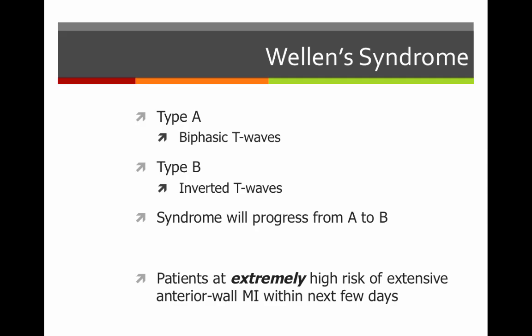Your Wellens syndrome patient, like we said, is going to be either manifesting with biphasic or inverted T waves. Your type A Wellens is going to be your biphasic T waves. Your type B is going to be your inverted T waves. This Wellens syndrome, they're going to progress from type A to type B as they move into an anterior wall MI. So when you see Wellens syndrome signs, these patients are at extremely high risk of having an extensive anterior wall MI within the next couple days to about a week out or so. So the earlier you can catch this, the better prognosis for your patient.